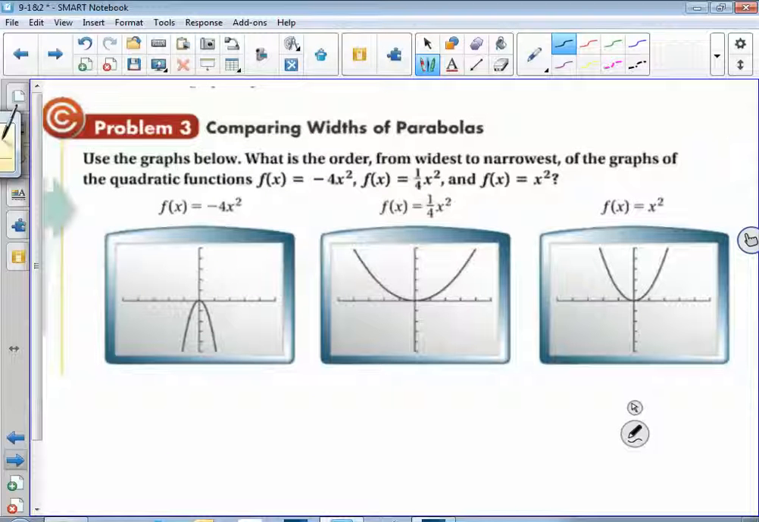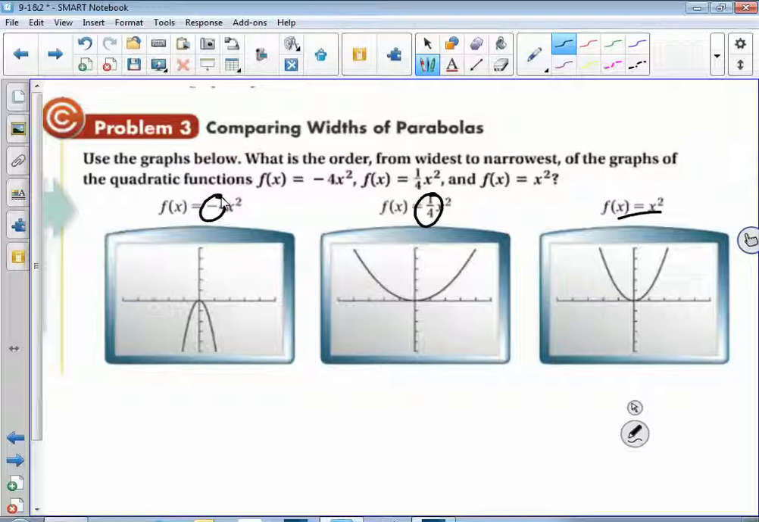So use the graphs below. What is the order from widest to narrowest of the graphs of the quadratic functions f of x equals -4x squared, 1/4 x squared, and x squared? When you look at these graphs, you can see this one opens down, and it's going to be narrow because the coefficient is bigger than 1. This one opens up because it's positive, but the 1/4 is really wide, and this is the normal one, the parent function that we talked about in class.